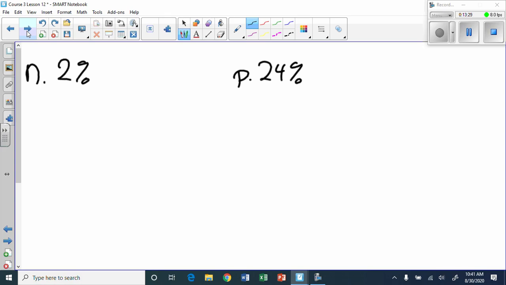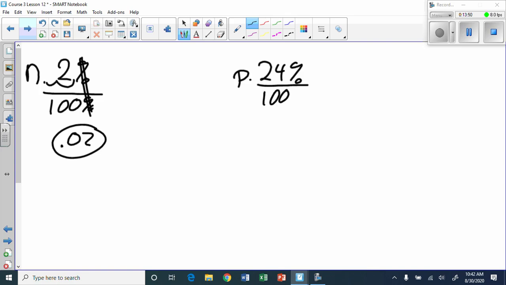It says write each percent as a decimal. These might be the easiest ones to do, because if we divide this by 100%, we have 2 hundredths. I don't like when teachers just say move the decimal 2 places to the left. That's essentially what we're doing, but it's because we're dividing by 100%. Same thing here, divide by 100%. Move the decimal 2 places because of the division, and we get 24 hundredths, which is the fraction we wrote.